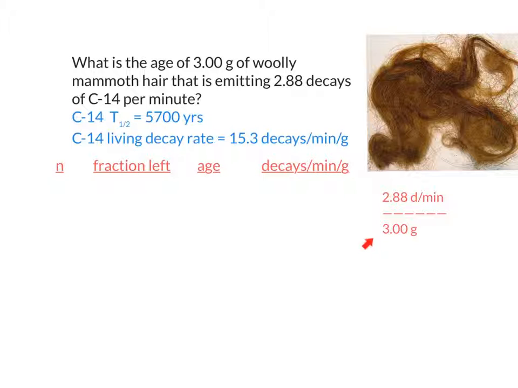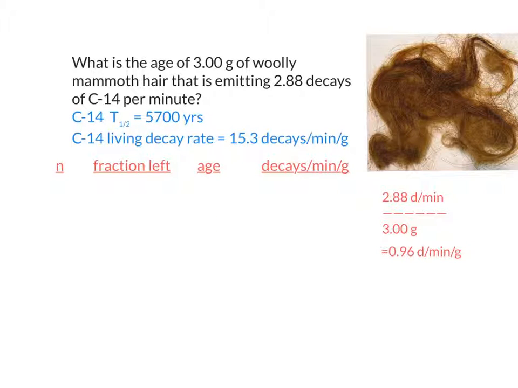Off on the right here, I've taken my 2.88 decays per minute and divided it by the 3 grams so that I can get the appropriate unit. When I solve this in my calculator, I end up getting 0.96 decays per minute per gram, and so this is the value that I'm really going to be looking for as I set up my table under this column in order to figure out the age.